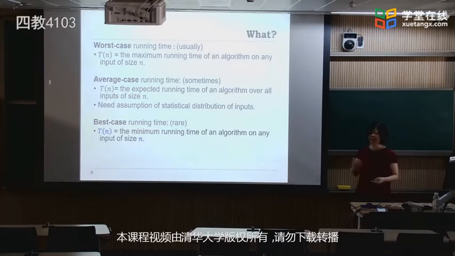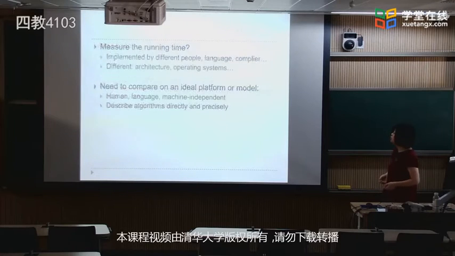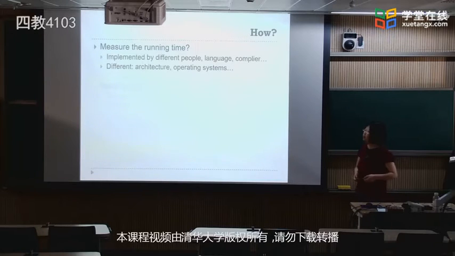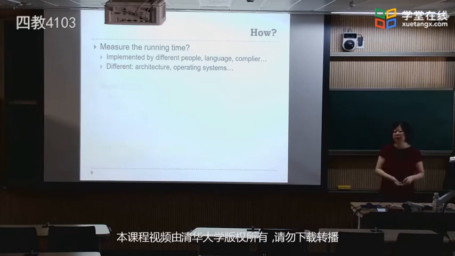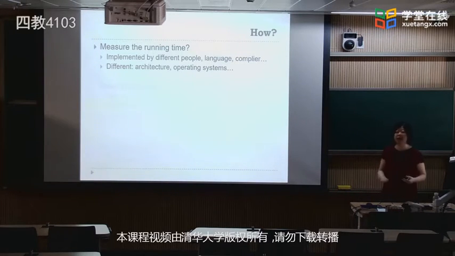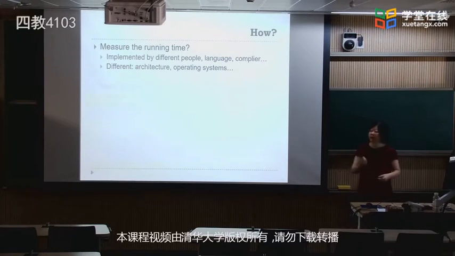Okay. So here we have defined what is the complexity of an algorithm and what are the three cases. Next, now we have to answer the question: how to measure the running time? Because we know algorithms are implemented by different persons using different languages, compiled by different compilers, and executed on different platforms. So how can we get rid of this difference in terms of architecture, operating systems, compilers, programming languages, and so on?